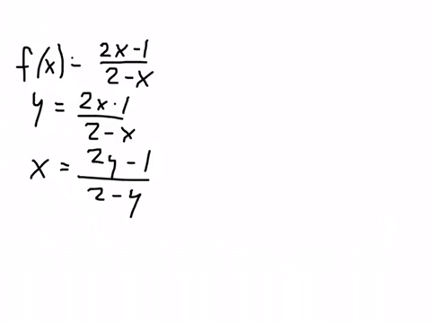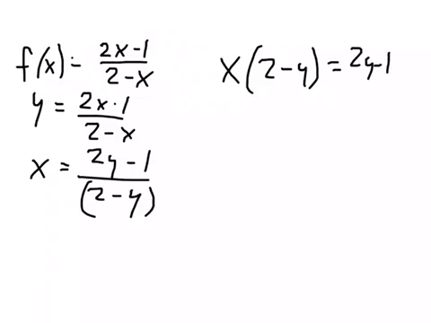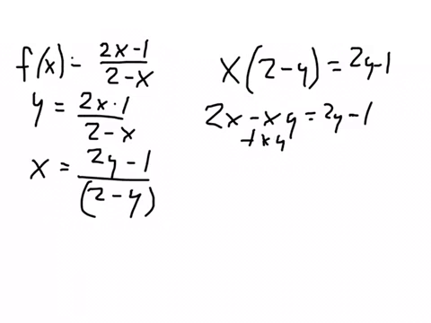I'm going to solve for y, so I'm going to multiply this denominator, this 2 minus y, to the other side. So we'll have x times 2 minus y equals 2y minus 1. I need to solve for y, so I need to distribute this x on the left-hand side first, so 2x minus xy equals 2y minus 1. I'll move my y terms together, so I'm going to add this xy to the right-hand side. And I'm going to also move everything that's not a y to the other side.